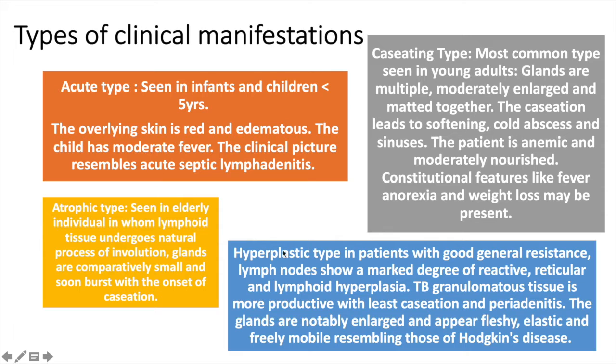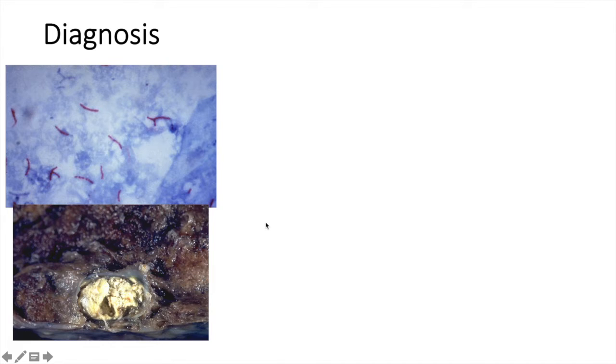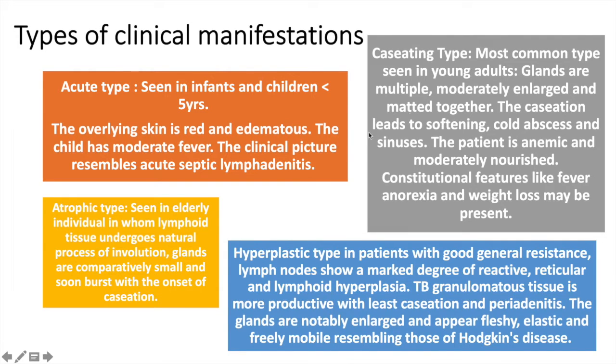The opposite of this happens in the hypoplastic type, where there is a marked degree of reactive and lymphoid hyperplasia. Naturally, this will be seen in people with good general resistance, where there will be more granulomatous tissue and less caseation and periadenitis. The glands appear to be notably enlarged, fleshy, elastic, freely mobile, resembling those in Hodgkin's disease. So with this we have completed the types of clinical manifestations, which included acute, caseating, atrophic, and hypoplastic type. And it is quite easy to correlate this with the age that it is seen in.